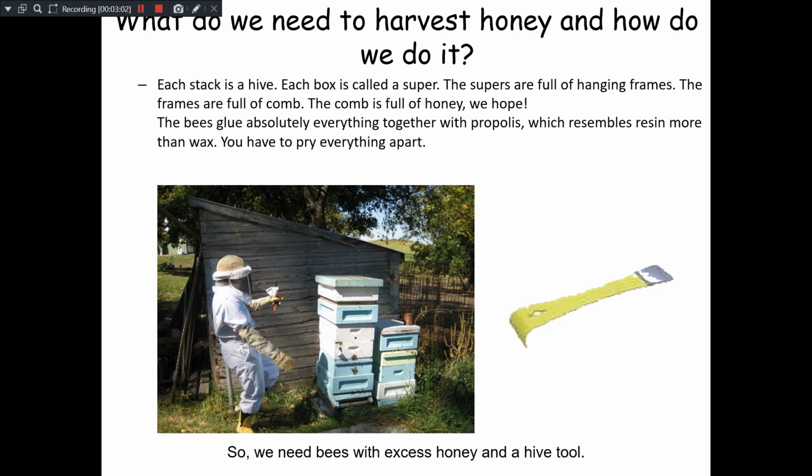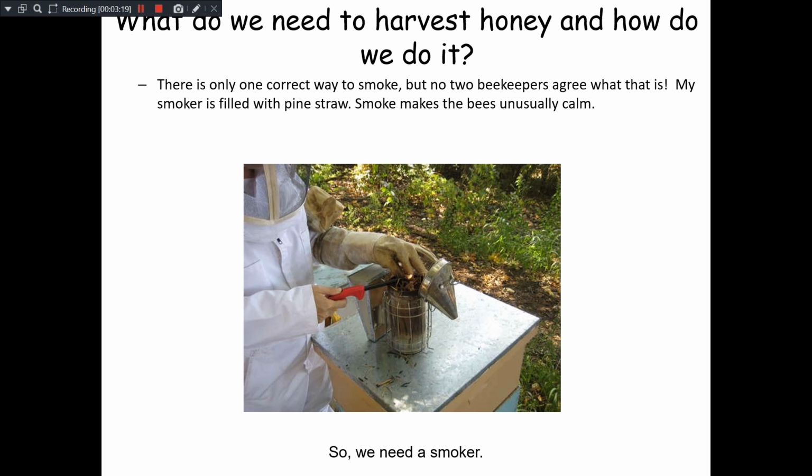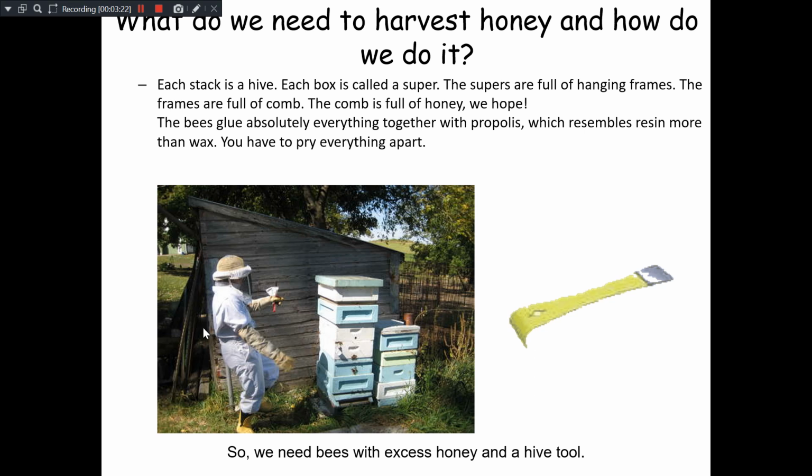The bees glue everything together with propolis, which resembles resin more than wax. That's a very important thing. To start with apiculture, you need the beehive of this type, and you have to place it on a stand, because you cannot keep it on the ground, as ants may come. That's why it is always advised to place it on an elevated stand.